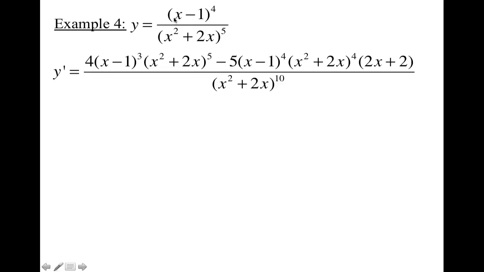So the derivative of the top, so my inner function is x minus 1. So the derivative of x minus 1 is just 1. So it's not really going to affect anything. Times the derivative of the outer, which is u to the fourth.